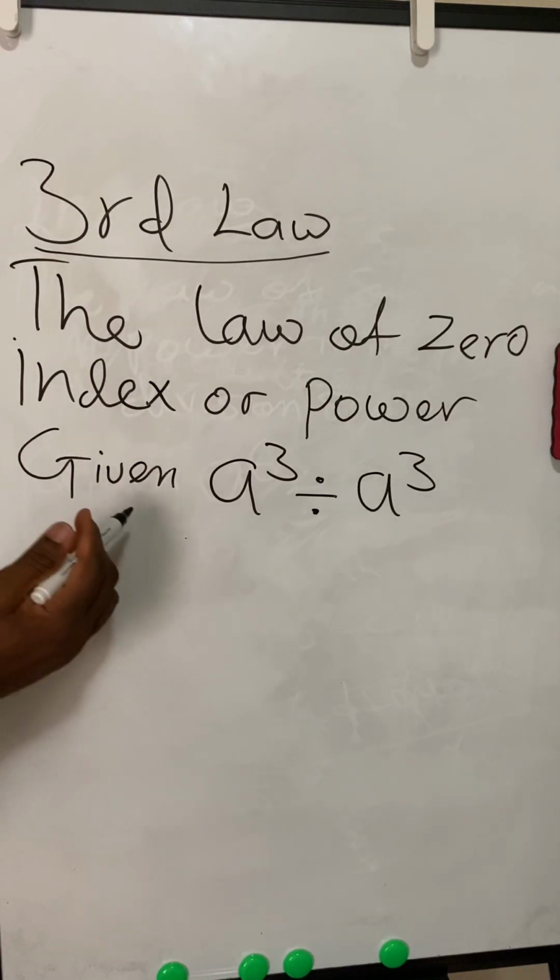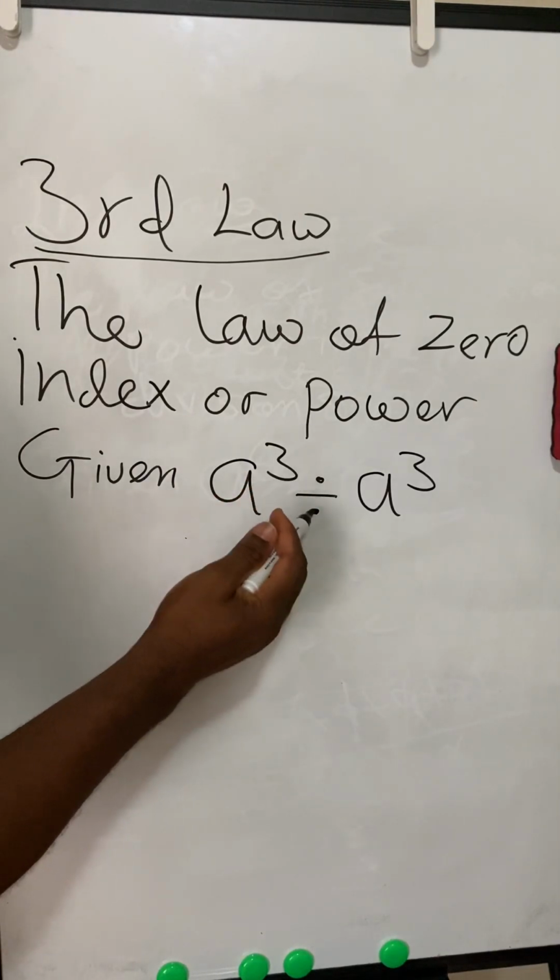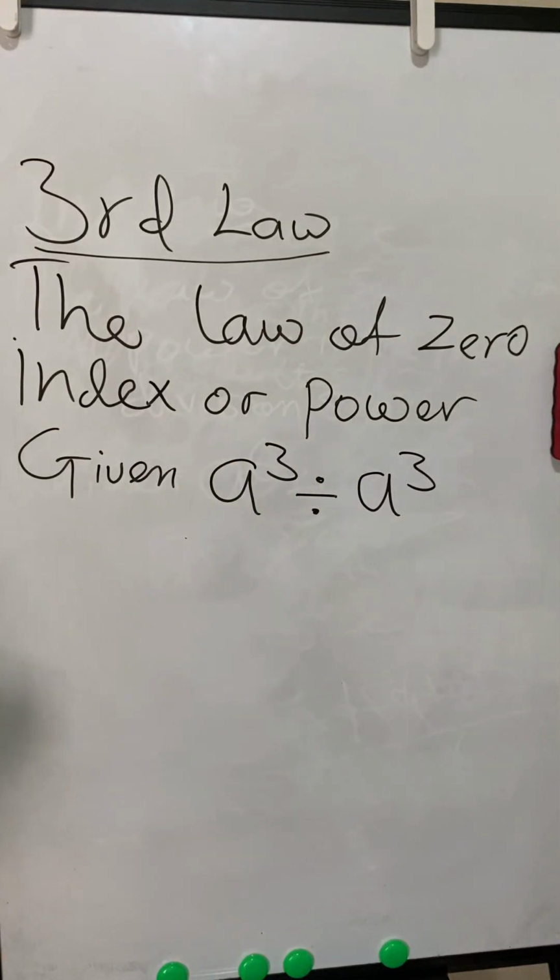As you can see, given a to the power of 3 divided by a to the power of another 3, because in the previous one I used a division sign in the middle, the same thing I'm using here. What it says is that whenever anything's power turns to 0, it becomes 1. So let me prove it.